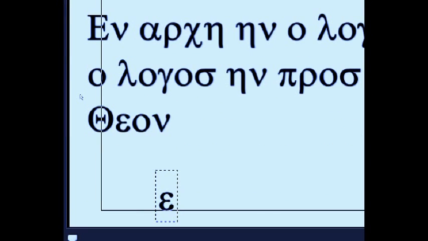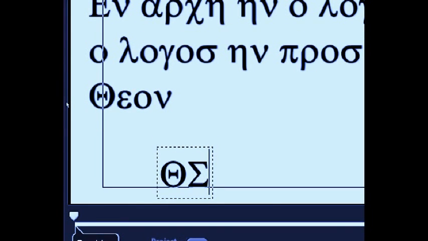Now, this is what they had, okay? They had capital theta and then capital sigma, and that was God, meaning that was the spelling for God. In Sinaiticus, they abbreviated the word for God. Okay? Now, they used to have a black line over here, or something like that, whatever color they had.